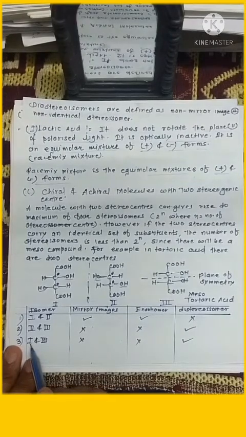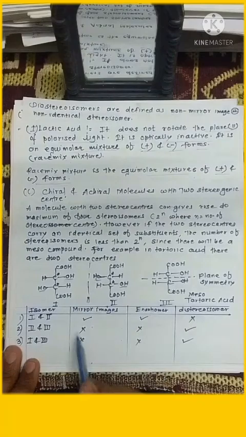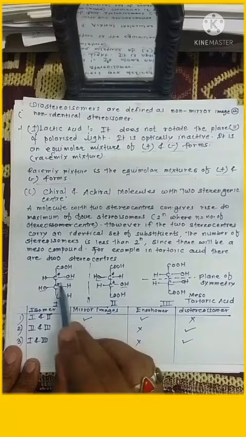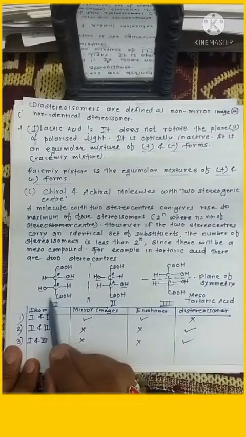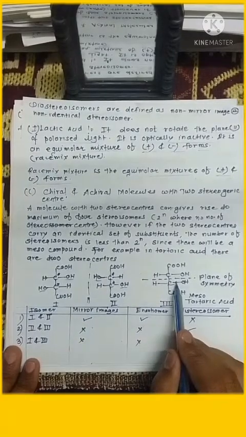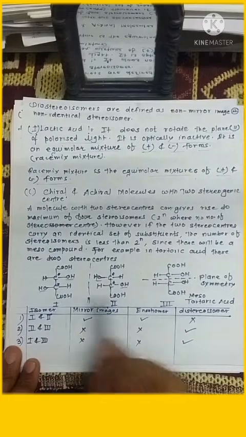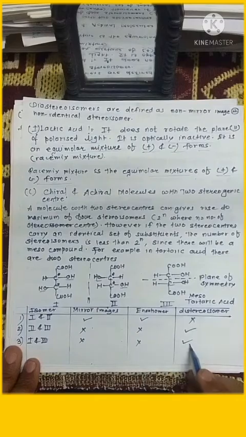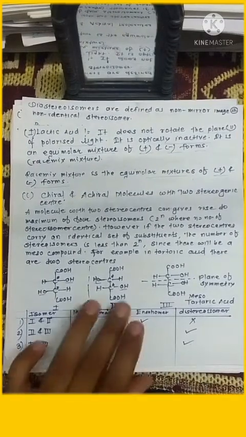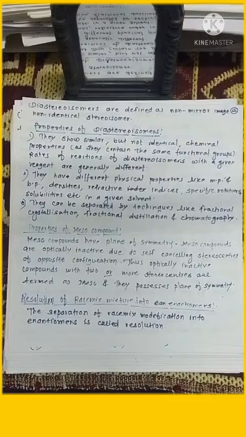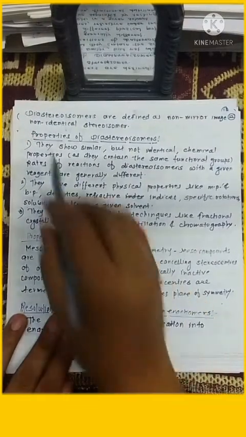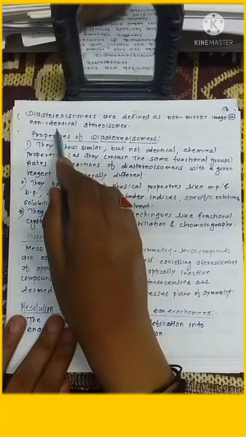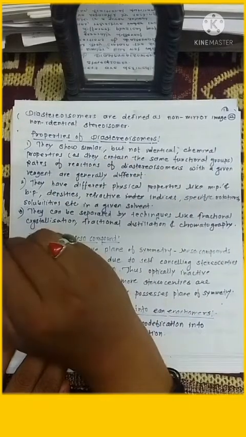Now also see structure 1 and structure 3. Both structure 1 and structure 3 have the same molecular formula but different structural formula. Besides that, structure 1 and structure 3 are not mirror images of each other. So that's why they are not called enantiomers, they are called diastereoisomers. Now we are going to see diastereoisomers. Diastereoisomers are defined as non-mirror image, non-identical stereoisomers.